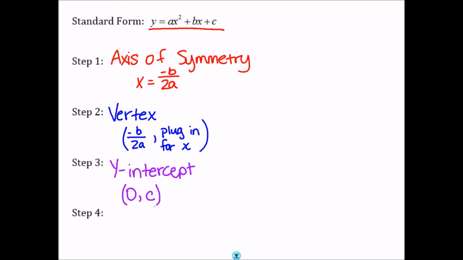And then step 4 is to go ahead and graph. Now, a is going to do the same thing that it did in vertex form. It will stretch the graph or flip it upside down if it's negative. So we're going to plot the vertex and the y-intercept and then use a to fill in the rest of the points. So we're going to graph using the vertex and a. So let's take a look at a few examples.